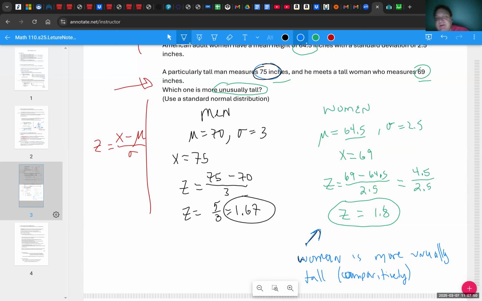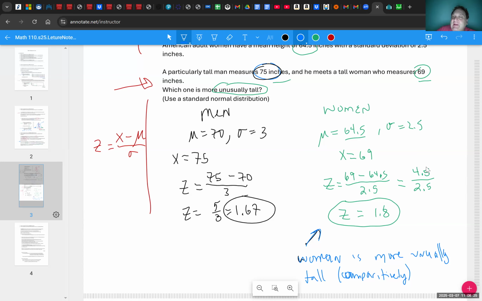I guess I should say this just in case it's not clear: to talk about whether a woman is tall or not, you don't compare her to the men, you compare her to the other women. So compared to all the women, she's very tall, taller than this particular man compared to all the men. So for the answer here, this is an example where we use the standard normal distribution, and we can very quickly see that the woman is farther away from the mean of women than the man is from the mean of men.